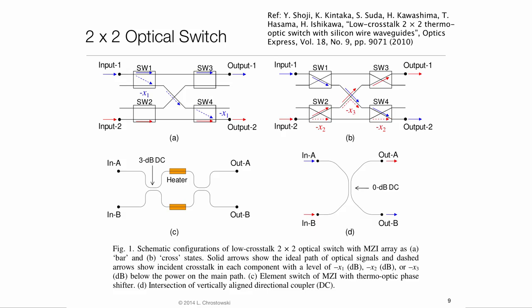Now, imagine we have 2 independent signals that we would like to route separately to the 2 outputs. We can build such a switch, known as a 2x2 switch, using 4 thermo-optic switches. The switch can route input 1 to output 1 and input 2 to output 2. This is called the bar state. By applying appropriate phase shifts, we can operate the switch in the cross state, where input 1 is crossed to output 2 and input 2 is crossed to output 1.